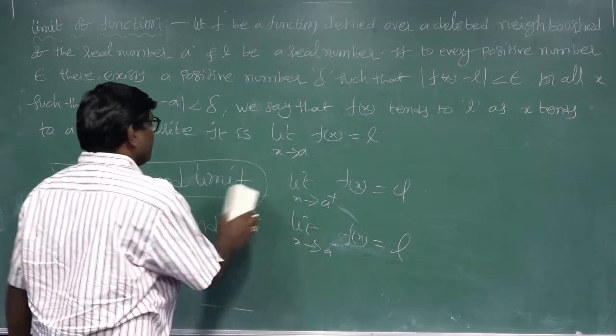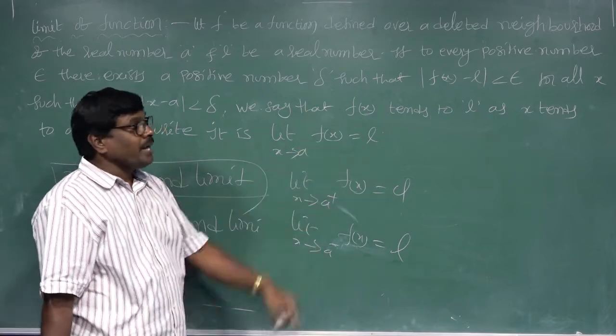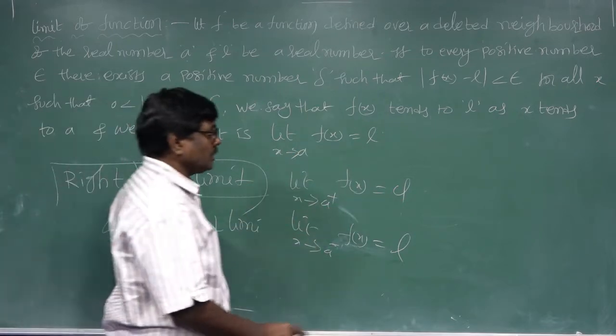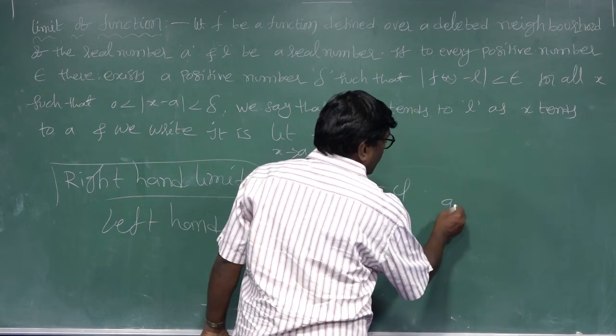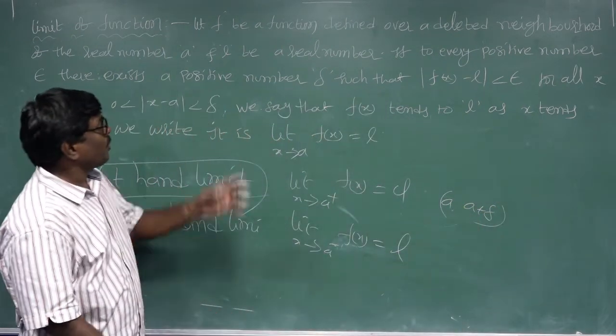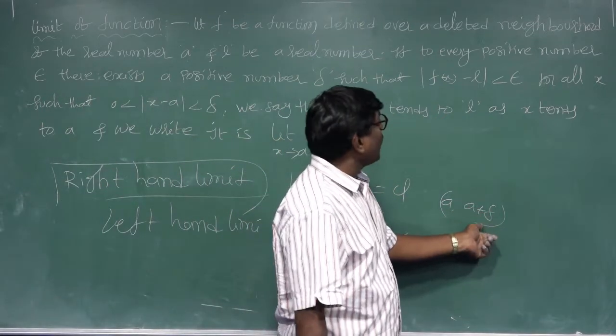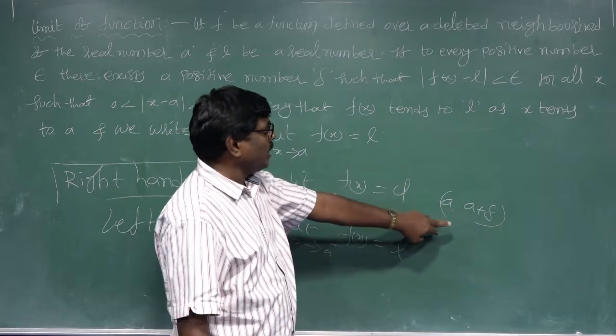This is a function definition. Let f(x) be a function defined over the right neighborhood (a, a + δ). This is the neighborhood set, where a is a real number and L is a positive real number.